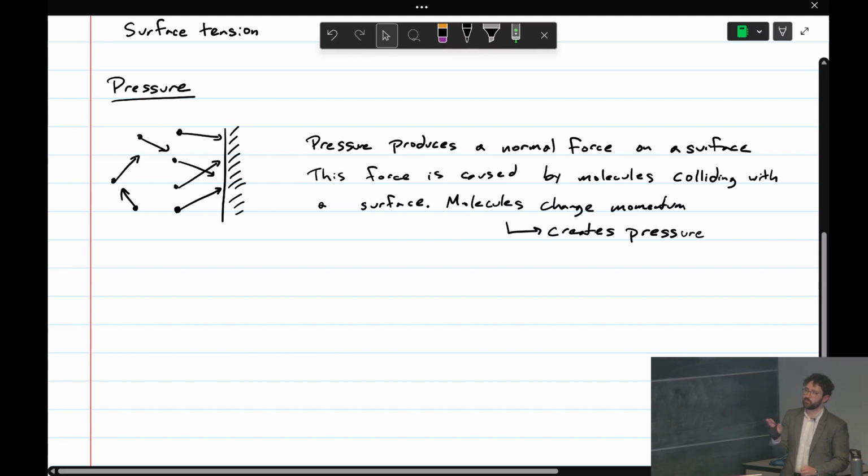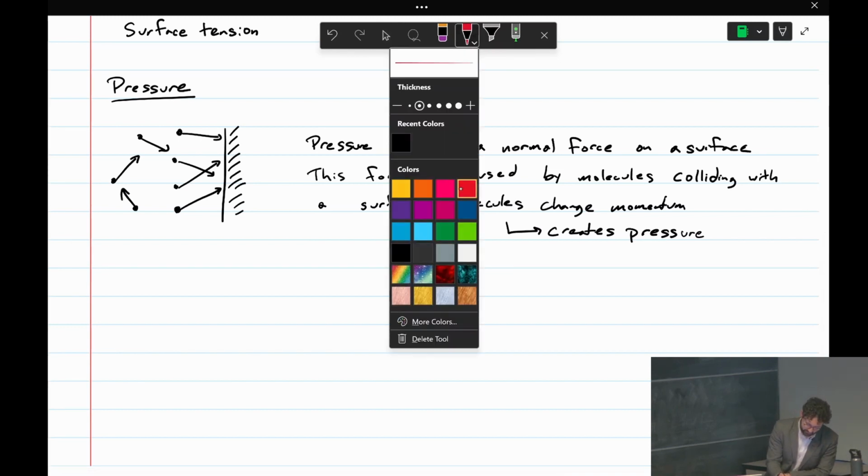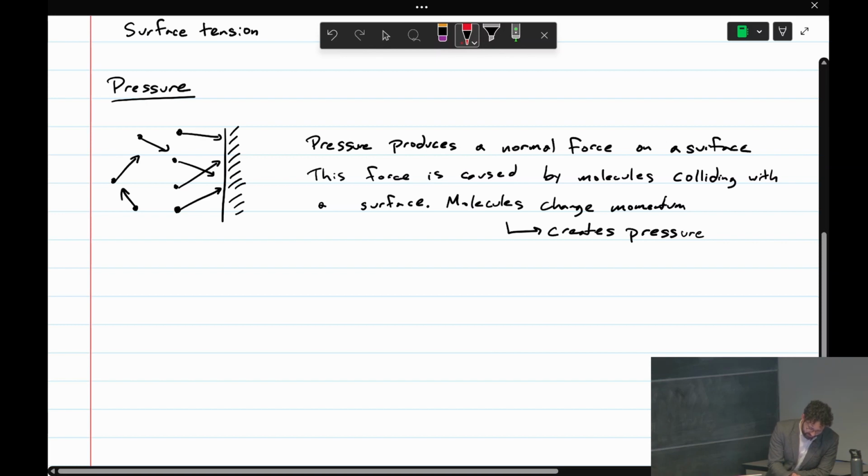So some important properties about the pressure force are that it's always normal to a surface. So if that black line is our surface, then the pressure force is going to be normal to that surface.